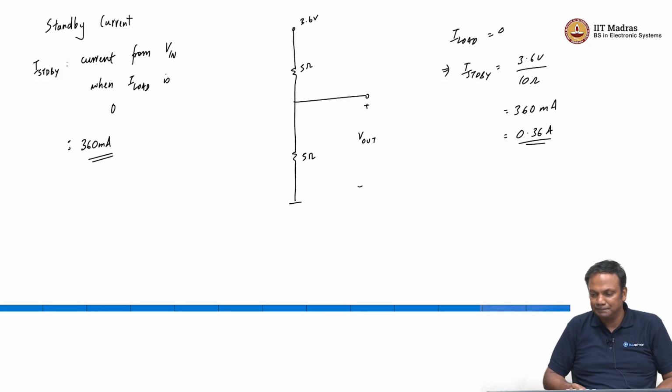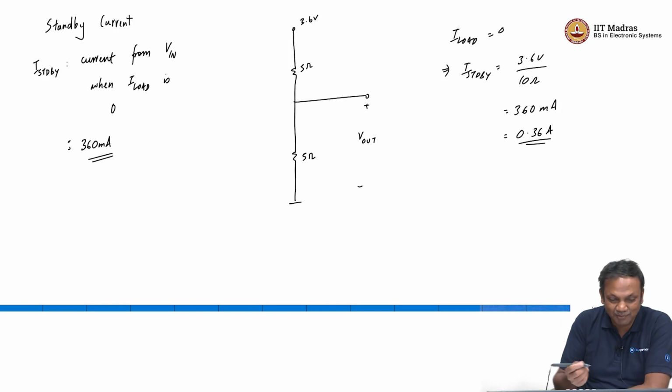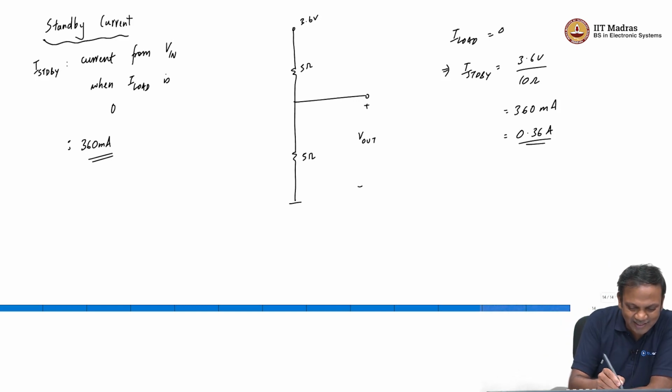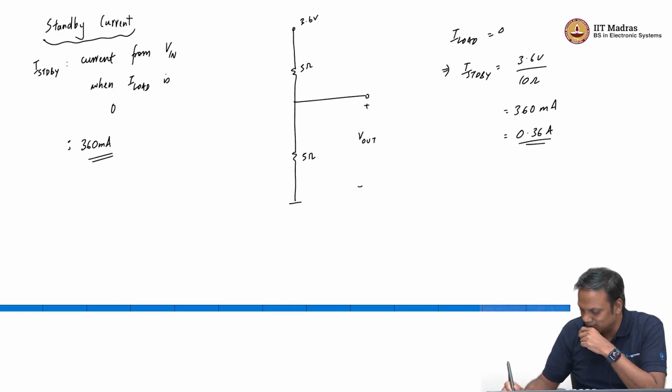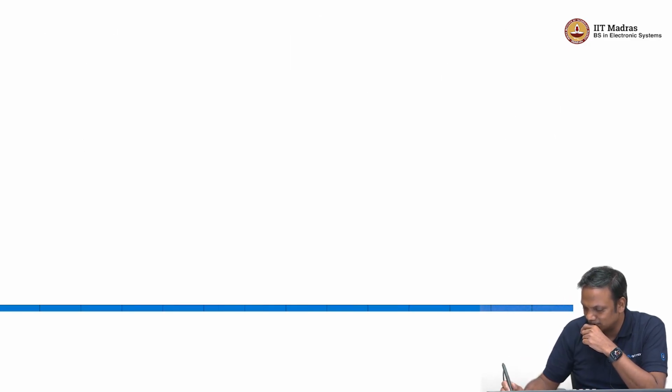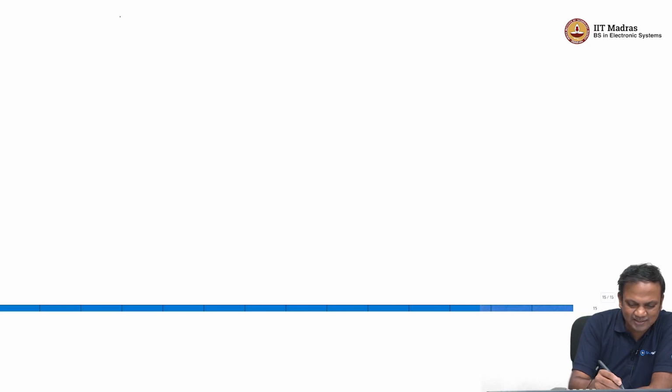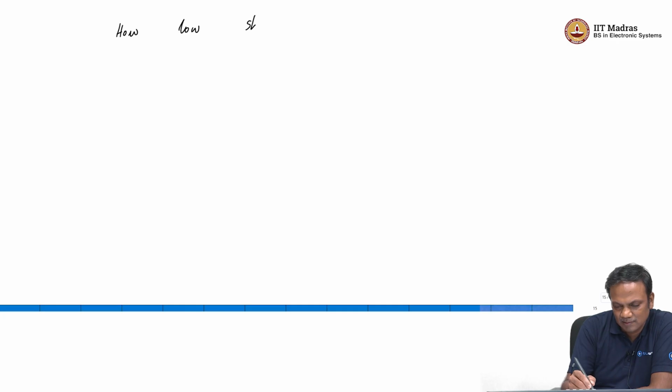So, why is standby current quoted in microampere? Why is standby current such a big deal, right? Sometimes I worry it does not get the importance it deserves. Now, let us go to a new page and try to get a sense of how low it should be.